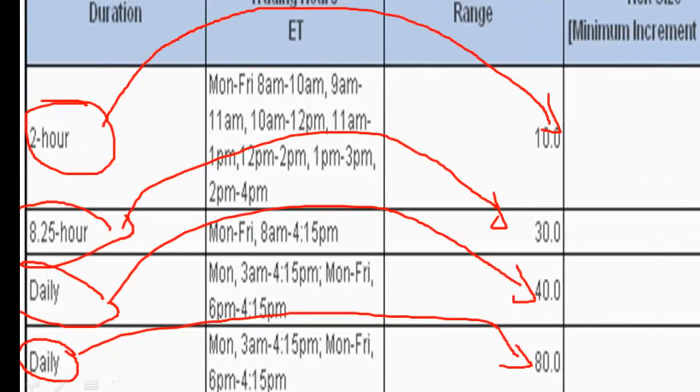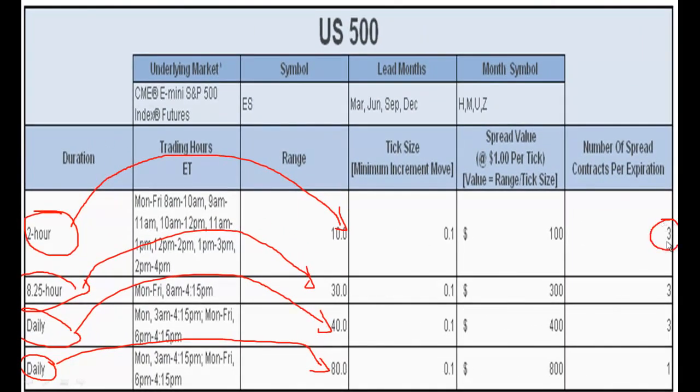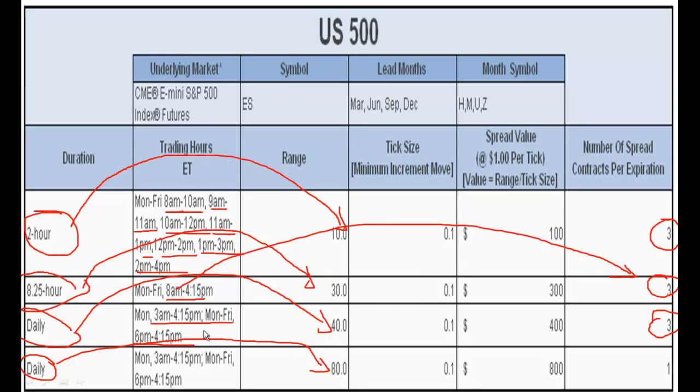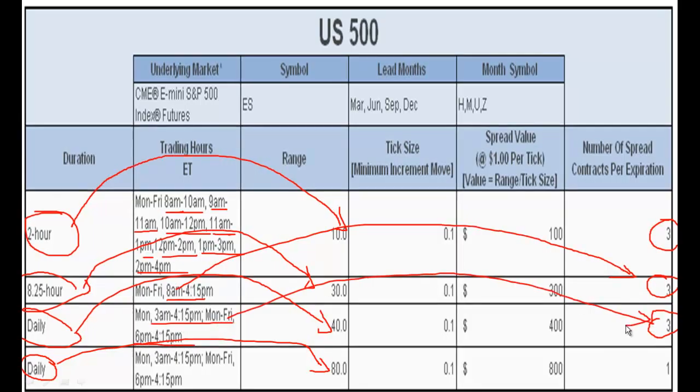The other thing that's really important to note is that there'll be 3 strikes, or 3 different spreads available for every trading time. So from 8 to 10 a.m., 3 new spreads will become available. From 9 to 11, another set of spreads. 10 to 12, 11 to 1, 12 to 2, 1 to 3, and 2 to 4. They'll have multiple 2-hour spreads. On the 8.25 hour, you'll have 8 to 4:15, and of course, when that starts up, there'll be 3 new spreads available. And then you also have the daily spreads that'll have 3 new spreads available.